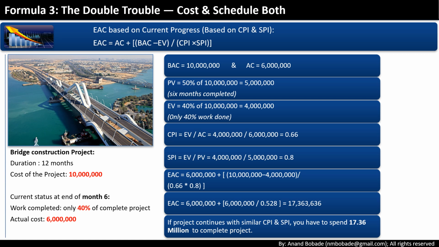This formula is an exam favorite. Why? Because it combines both efficiency measures, cost and schedule. Always look for SPI in the question. If it's given, they likely want this formula.